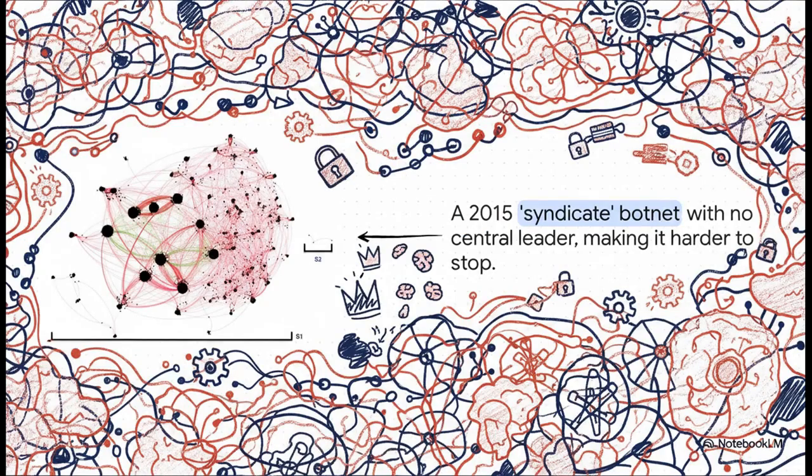Okay, but now, fast forward just 1 year to 2015. Check this out. During a NATO exercise, the botnets they found were on a whole other level. This network is what they called a syndicate. It's this dense, messy web of accounts. And the key thing here? There's no central leader. You can't just cut the head off the snake because there is no head. This makes the whole network way more resilient and so much harder to stop. It's just a crazy fast evolution in tactics.